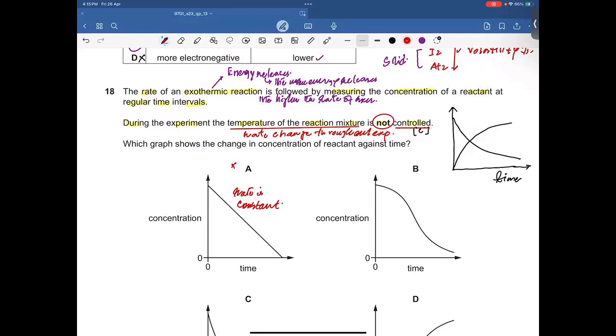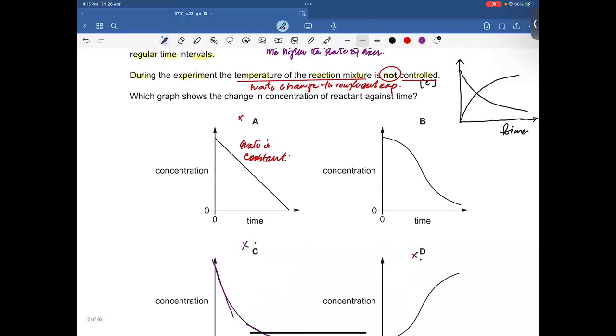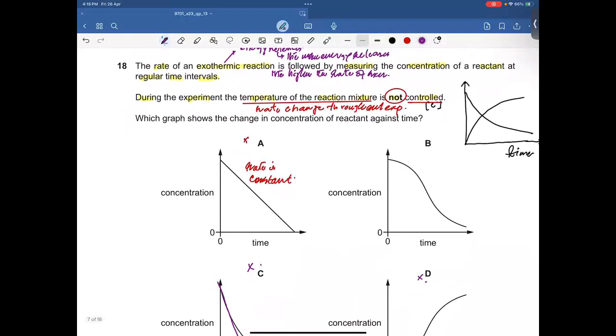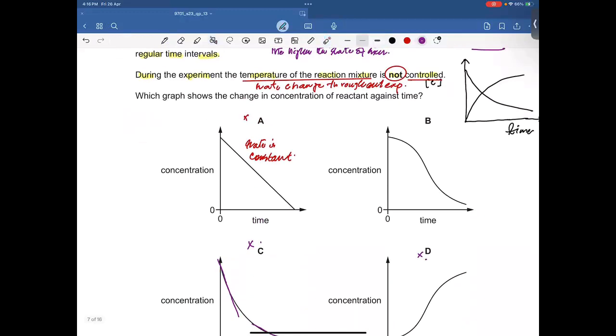All right. C is basically very smooth. Rate of reaction decreases and then decreases again. So it's basically incorrect because rate changes all the time during the course of the reaction. Obviously, D is incorrect because we are talking about the concentration of reactants. And this is the concentration of the product, right? Which is not possible. So right option is B.